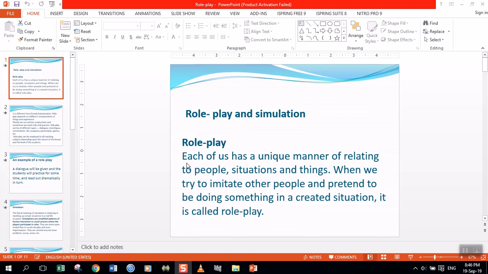Let's look at what it says. Role play: each of us has a unique manner of relating to people, situations, and things. When we try to imitate other people, pretend to be doing something in a creative situation, it is called role play. Very simple. If you are asked to be a principal of a school and play the role of a principal, your thinking and your actions would change to that situation, because in that situation you are made to be a principal. Likewise, that's how we try to play the role of somebody, and we also look at a context and situation and develop our presentation according to the situation. That is what you call role play.